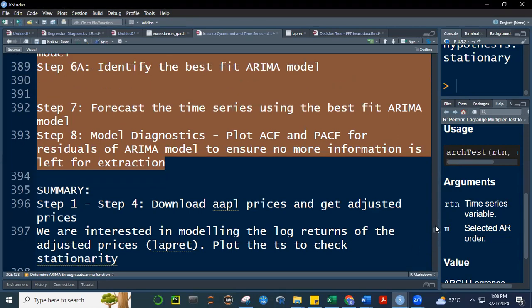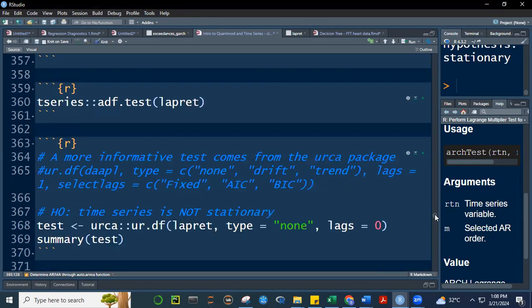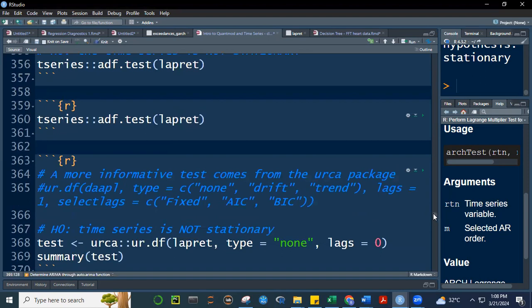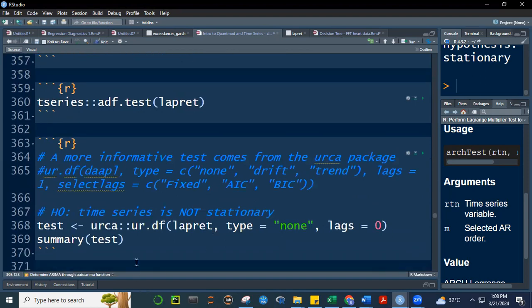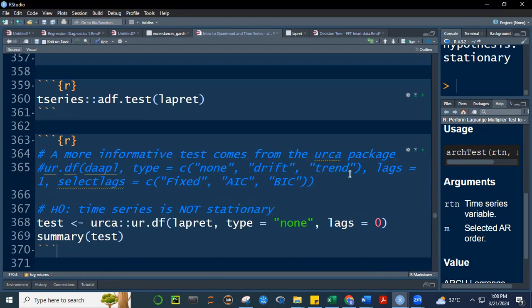All right. So aside from the ADF test, there's the KPSS test, and there are other tests like the ur.df test. So let's take a look at this. This is a more informative test coming from the urca package. There are three types that are discussed here: none, drift, and trend. Now, we will not be discussing this anymore, but I would hope that you look at the documentation of what this means, the none, drift, and trend.